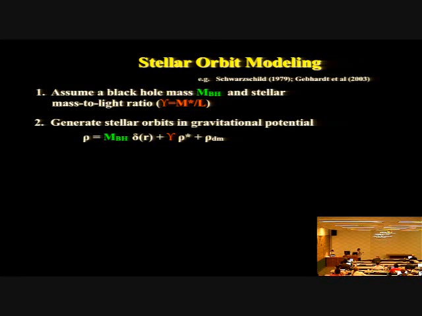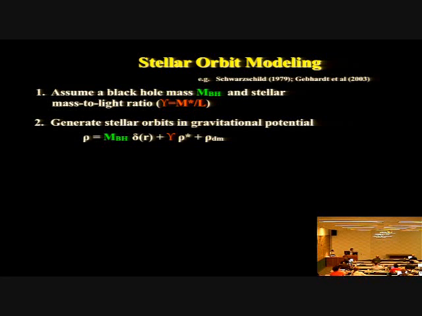And the basic idea is we assume some stellar equilibrium static potential, and we assume the density has a black hole at the center, some light profile, and there are two parameters: the black hole mass we would like to constrain, and the stellar mass to light ratio, which multiplies the luminosity density, and then the dark matter halo.